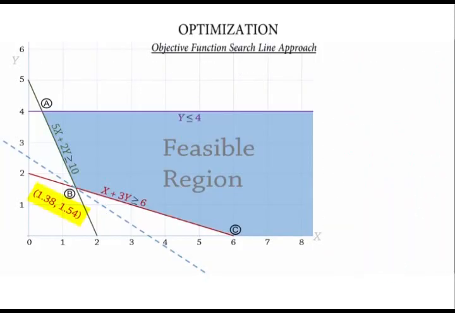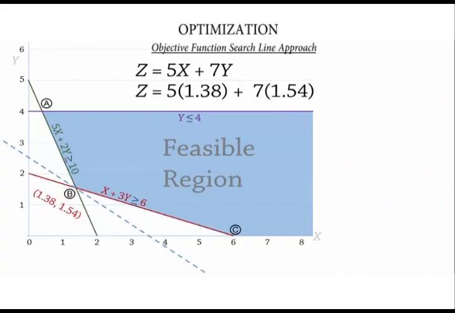If we substitute them into the objective function, we shall have 5 times 1.38 plus 7 times 1.54, giving us 17.7. And you will see the value is less than the 22 we calculated using the closest point. Always take note of situations that don't take fraction of values and take the point nearest to the extreme point.